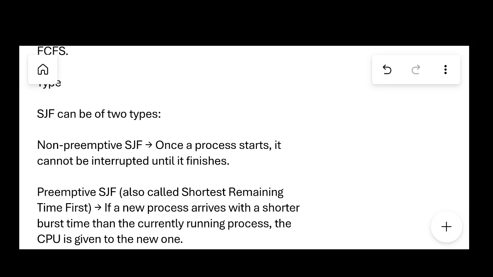SJF can work in two ways. First one is non-preemptive, which means once a process starts, it runs until it finishes. Then preemptive, also called shortest remaining time first, where if a new process arrives with a smaller burst time, it interrupts the current process.